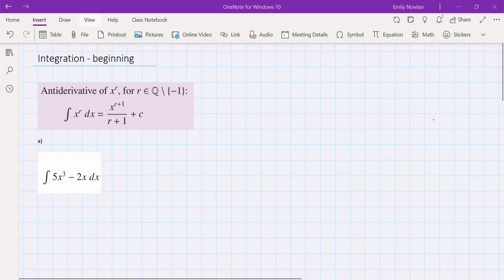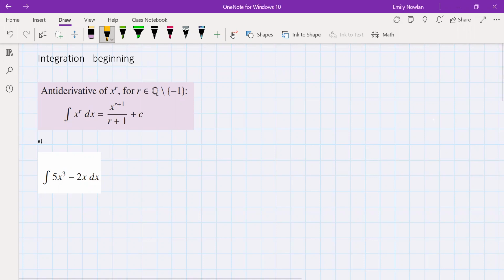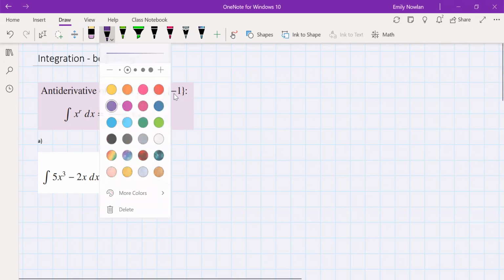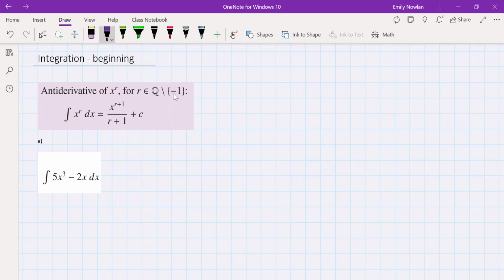Okay, with integration, it is the opposite to differentiation. That means rather than the powers going down every time, they're going to go up. And this here is the general rule for integration. You add 1 to the power and you divide by your new power. So let's use that information as we go.